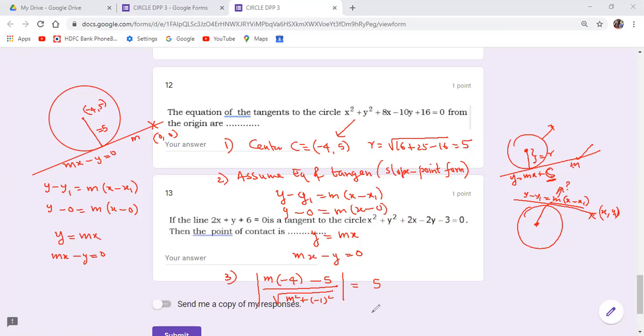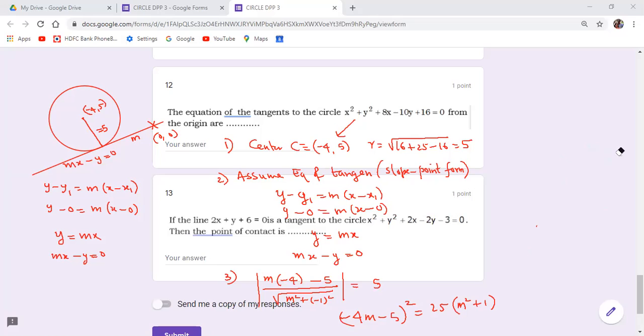So here I can write minus 4m minus 5, the whole square is 25 into m square plus 1. Is it okay? Numerator square, square of the right hand side, cross multiplied, square of the denominator. Now we'll solve this and get value of m.